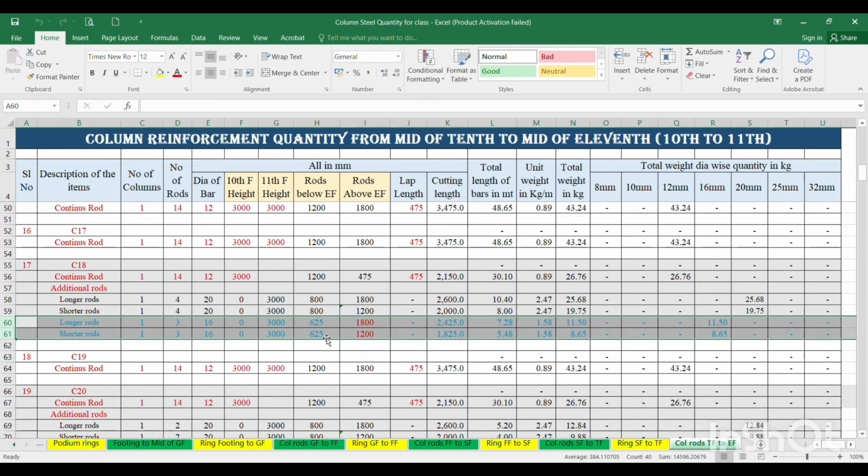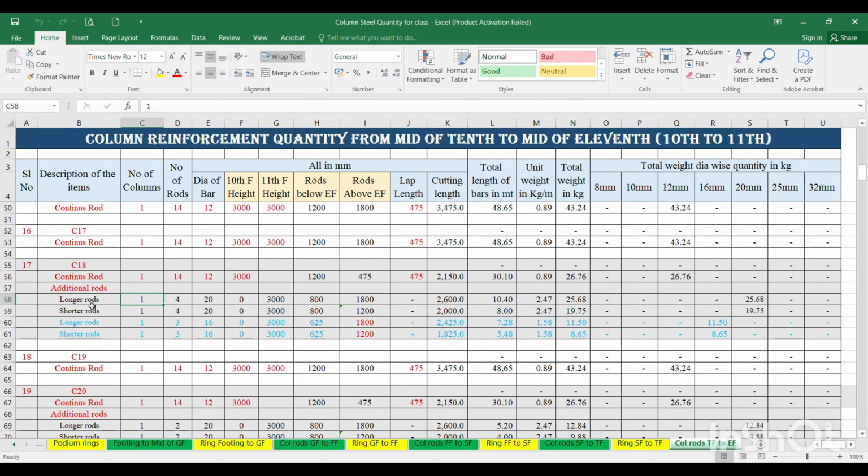So I will explain this 16 dia rod. If you are installing at this level, how to calculate this rod? Or if you are not installing here at the time of 11th floor slab casting, if you are installing later, how to take that column rod, I will explain in the next floor level, from 11th floor to above terrace floor calculation. That's why I am keeping this in a separate color.